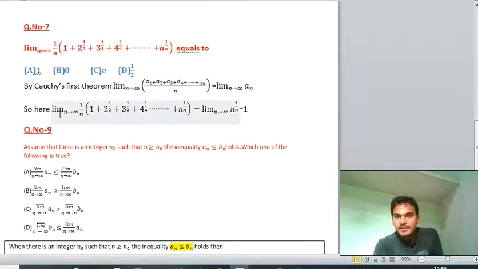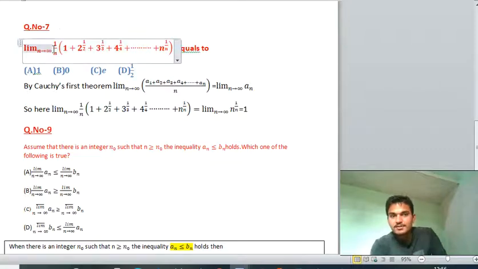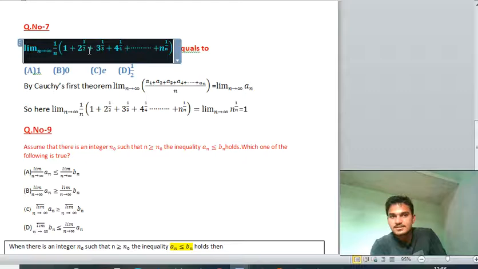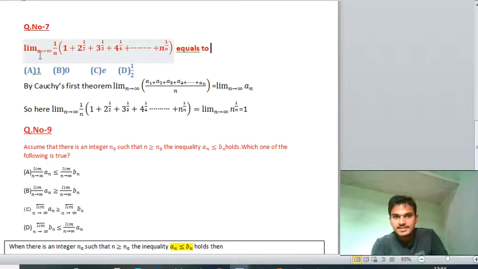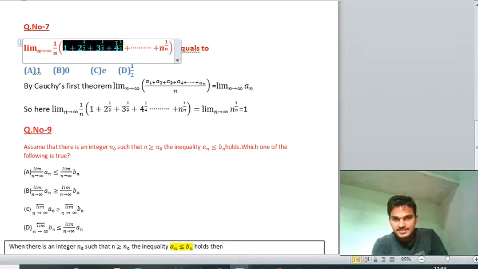It will be the limit of this total sequence. This is actually a series. This is the sequence, n to the power 1 by n, and this is a series.